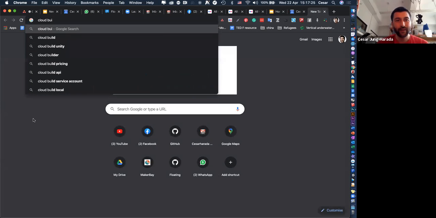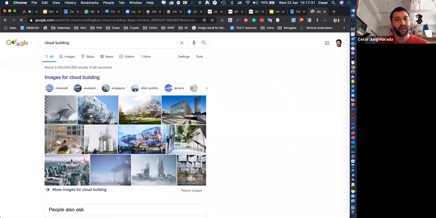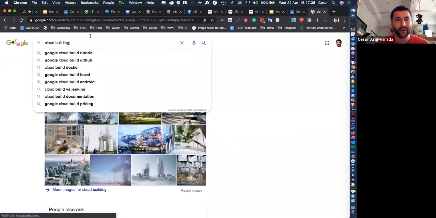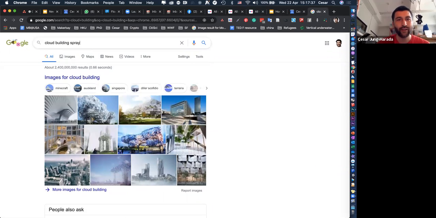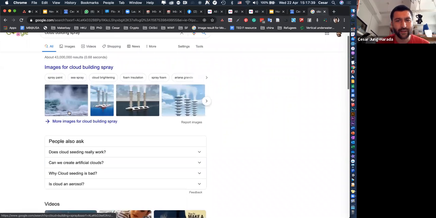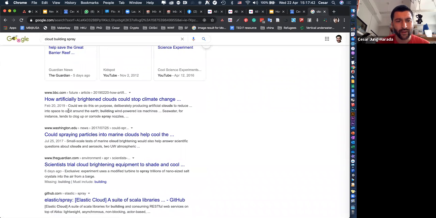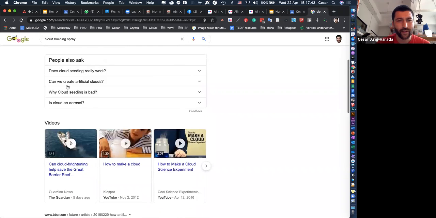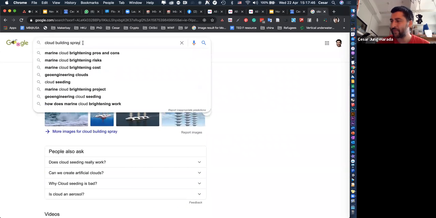I think in this, what's the name? I forgot. You probably know this building that has a spray that's misted. I forgot the name of the.